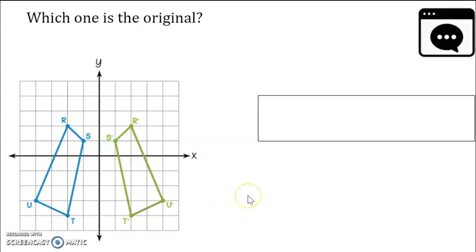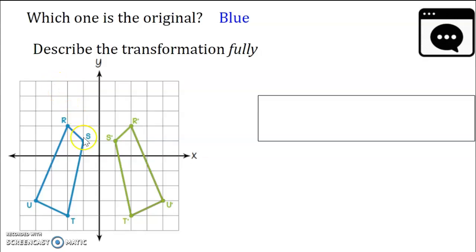All right, then I want you to tell me which one is the original. Is it the blue figure or the green figure? How can I tell? Well, look at the notation. I have S and S prime, R and R prime. Which is the one that we started off with? The one that we started off with is the one without that prime notation. That prime tells me that it is after the transformation. So the blue is my original and the green is after the transformation.